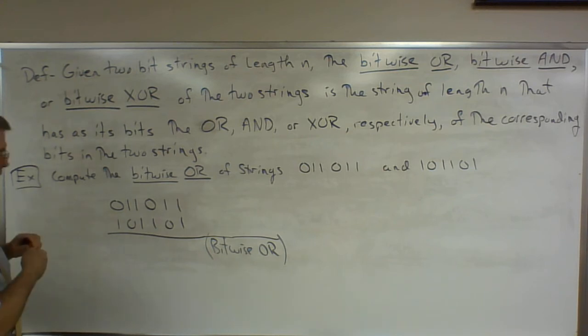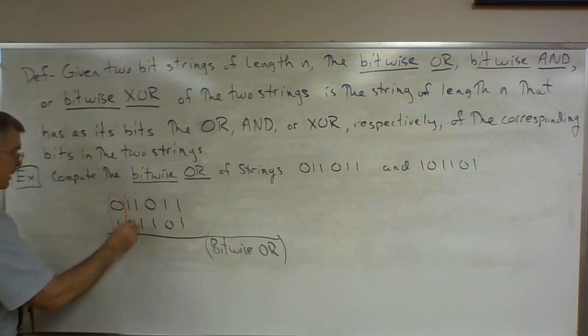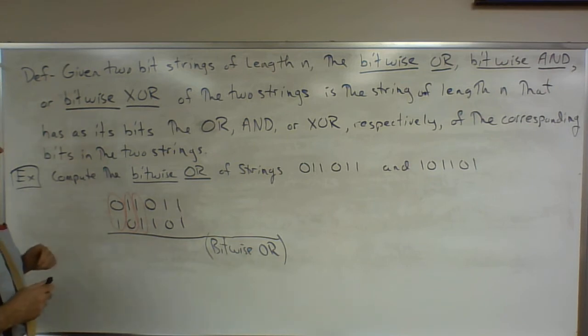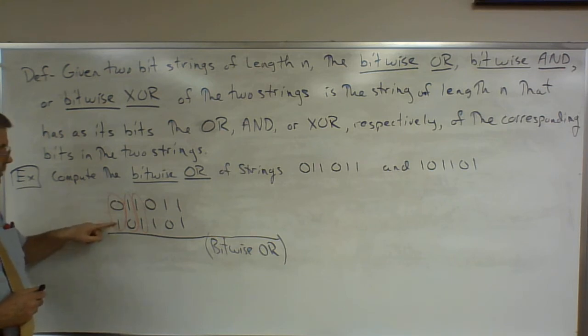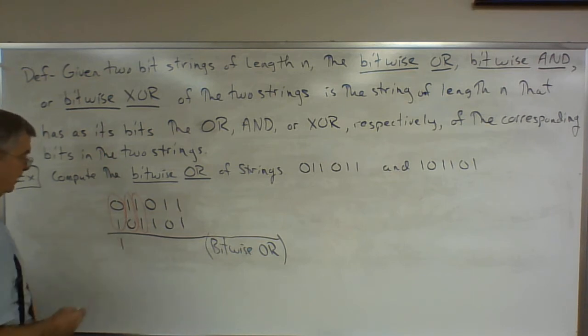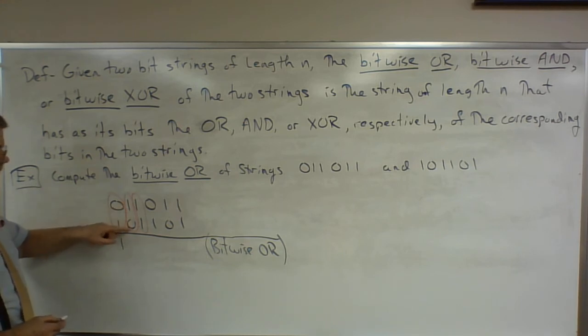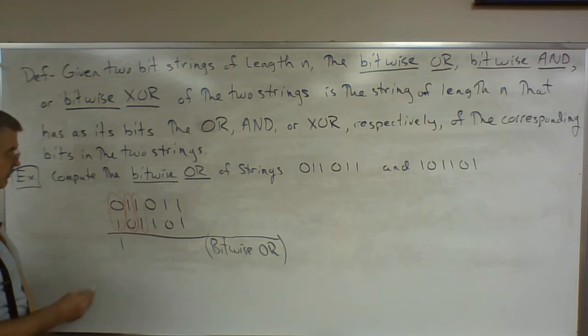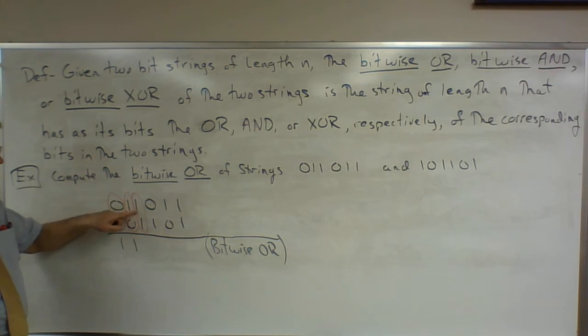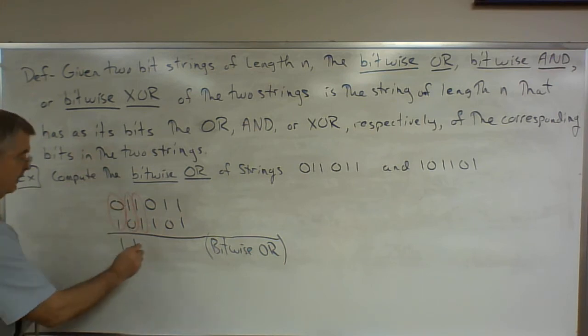And here's how we do it. We compare corresponding bits, or we apply the OR operator to corresponding bits. We apply the OR operator to the two leftmost bits. We have false or true. That's going to be true. Then we move to the next pair. We have true or false. That's going to be true. Then we go to the next pair. We have true or true. That's going to be true.